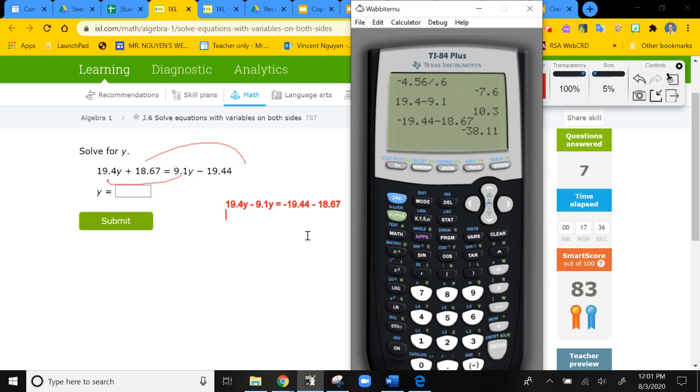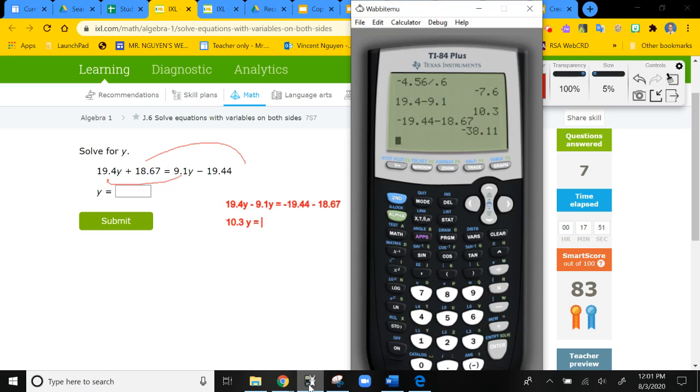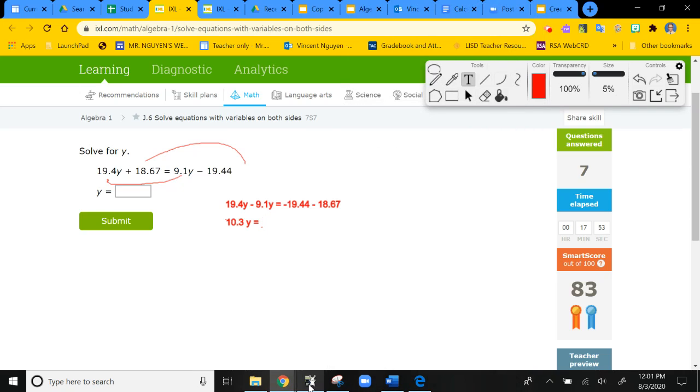Anyway, I'm going to type that in, and I'm going to get this answer. 10.3y equals negative 38.11. So what we're going to do eventually is divide this negative 38.11 by 10.3, right? So we know that's what we're going to do.